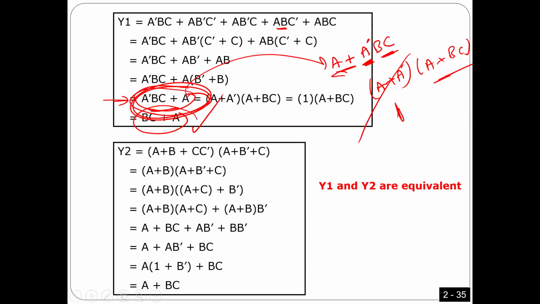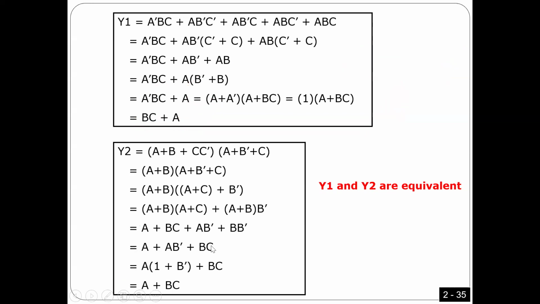So anyway, let's have another example here. Okay, so I'm going to simplify this one here. Okay, so in the very beginning, you can see here we have, for example, C and C prime. C and C prime is 0, right? C and C prime is 0. 0 or anything is the same thing. So that's why I can just cancel this term. Okay, so now we have this one here.